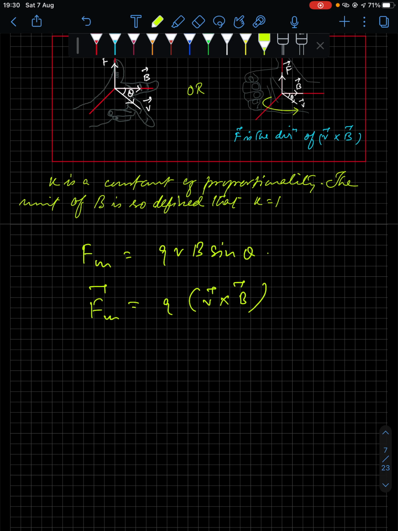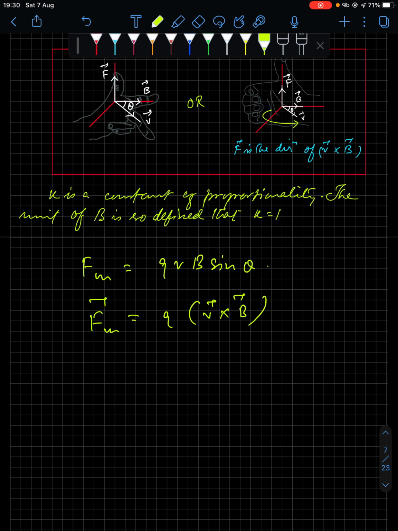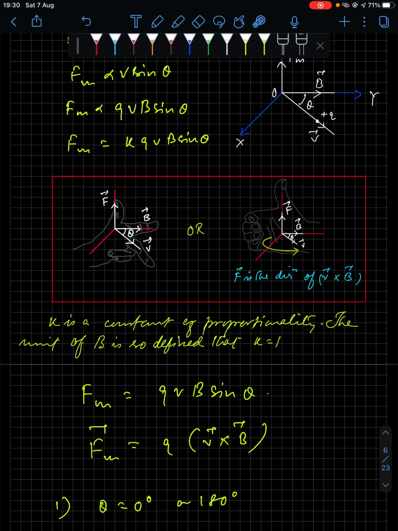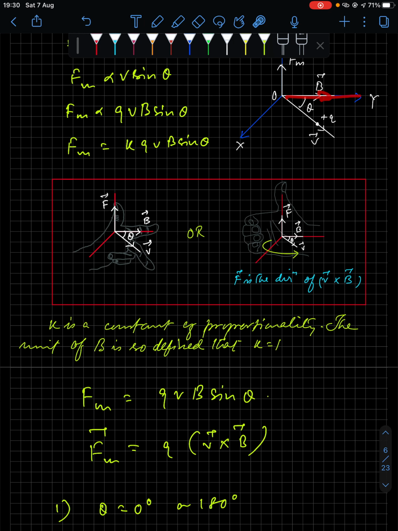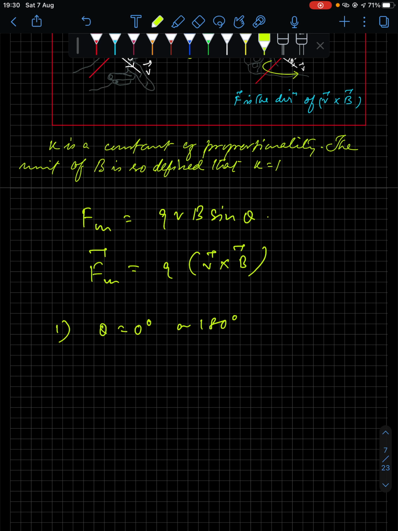Now let's see the special situations for various values of theta and other values of q, v, B. What happens? First case: theta equal to 0 degrees or 180 degrees. If theta is 0, then the charged particle is parallel to the magnetic field. If theta is 180 degrees, then the charged particle is anti-parallel to the magnetic field. Under that situation, sine 0 or sine 180 is 0, so the magnetic force will be 0. That is condition number 1.